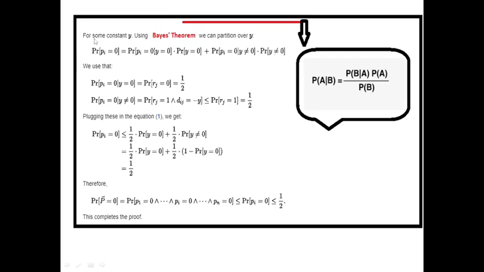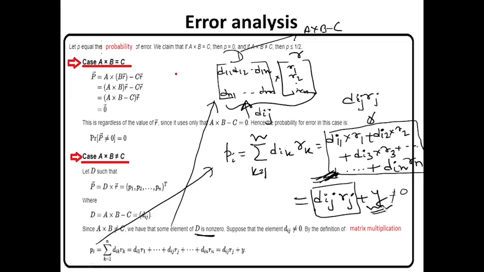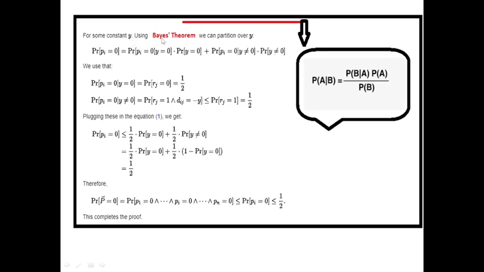For that constant y that we have shown here, using Bayes theorem we can partition over y. Now what does Bayes theorem say? You already know Bayes theorem. This is a conditional probability, this is the likelihood, and this is the prior probability. Prior probability means there is no condition, simply the direct probability of finding it. And this is called the posterior probability, which is the conditional probability.